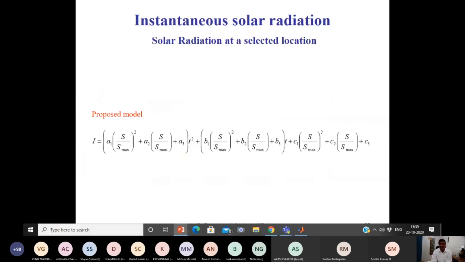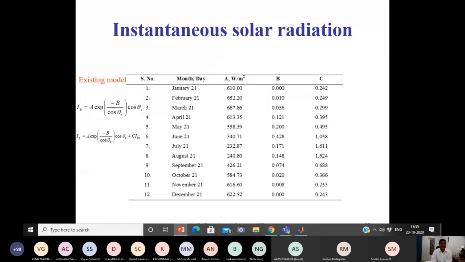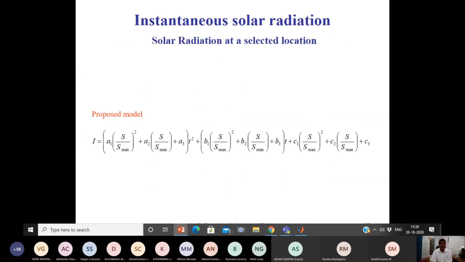But the problem associated with this existing model is that the constants in this curve fitting equation are almost linear, and only 3 constants are there. The error is more, nearly 10% or more than 10%. So this existing model has been revised by means of this proposed model.